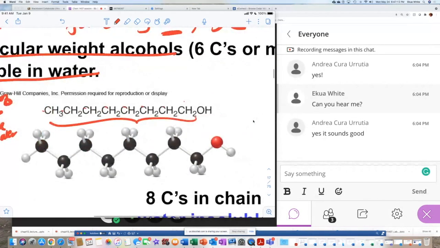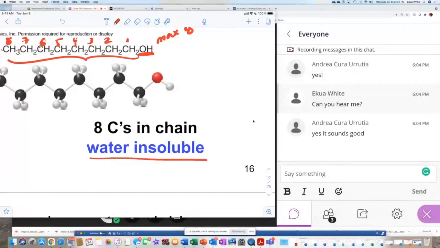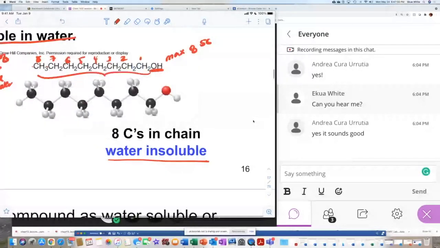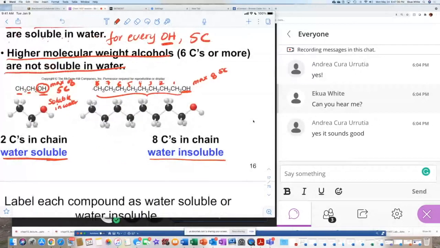Okay, on the right, we have how many alcohols? 1 alcohol. We know this can support a max of 5 carbons, but how many carbons do we have here? 1, 2, 3, 4, 5, 6, 7, 8. 3 beyond the max. So what do we say? This is water insoluble. The other way of looking at this is, it would definitely be water insoluble. No question about that.